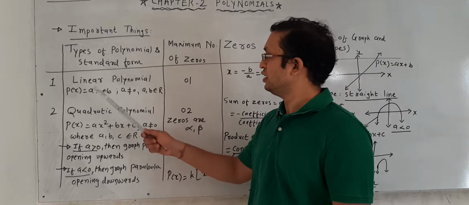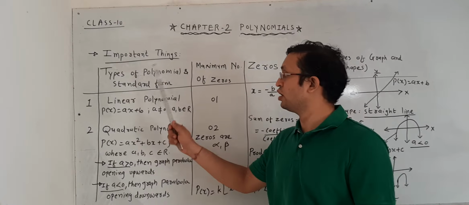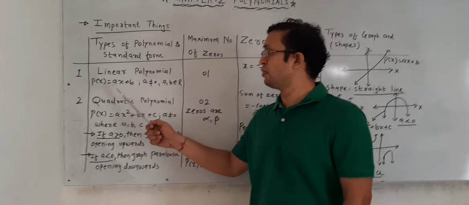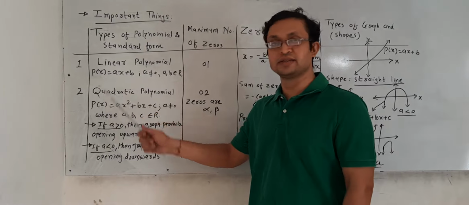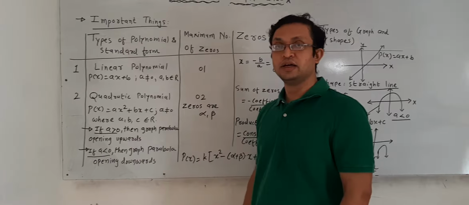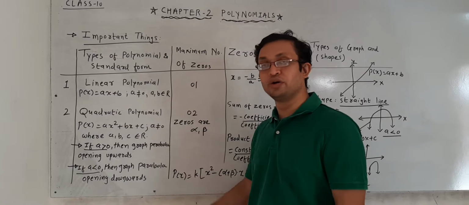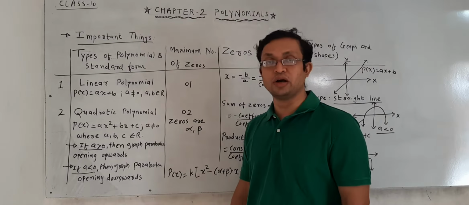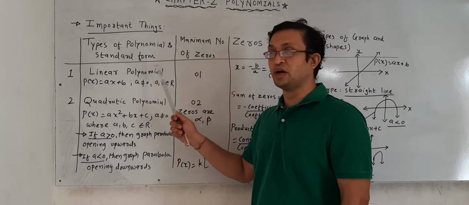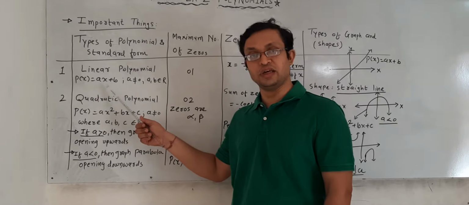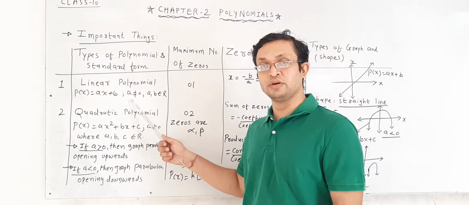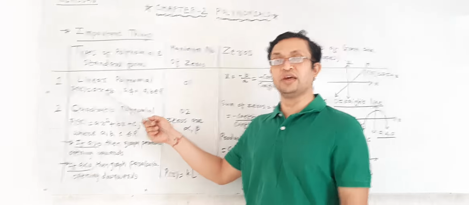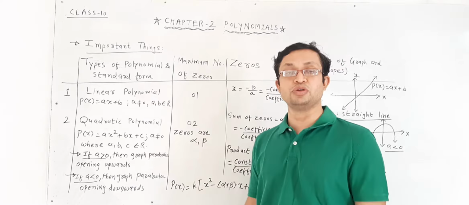First one, linear polynomial. The standard form of a linear polynomial is p of x equal to ax plus b, with the condition a not equal to 0, where a and b are both real numbers, meaning a and b belong to R. Here the degree of the linear polynomial is 1, therefore the maximum number of zeros is 1.